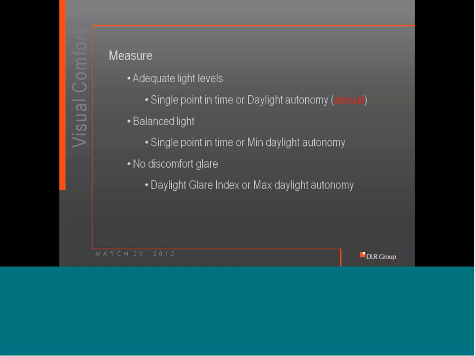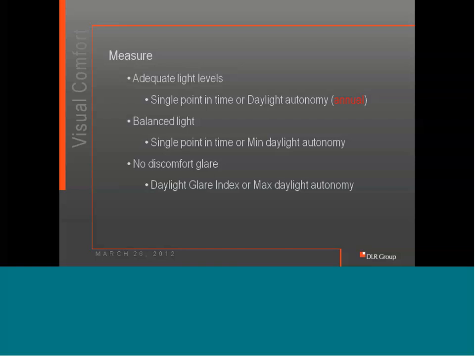Can anyone say why? Why do we want to do an annual measurement of light levels rather than just one single point? It takes into account both summer and winter. It takes into account not only different conditions, but it also incorporates clouds and cloudiness and sky conditions from the weather file, which is important to understand for your daylighting design.